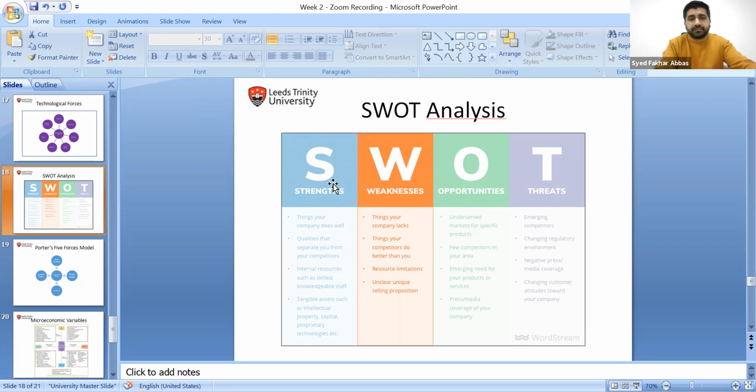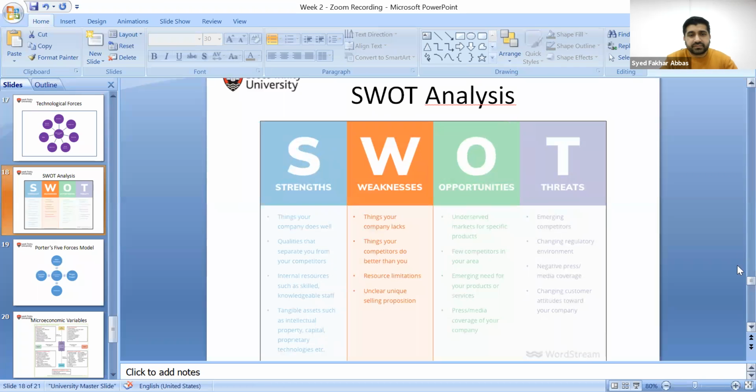Let's talk about strength. Strength means things that companies can do well. It could be qualities that separate you from your competitors. Basically, strength provides a competitive edge, a competitive advantage over your competitors.